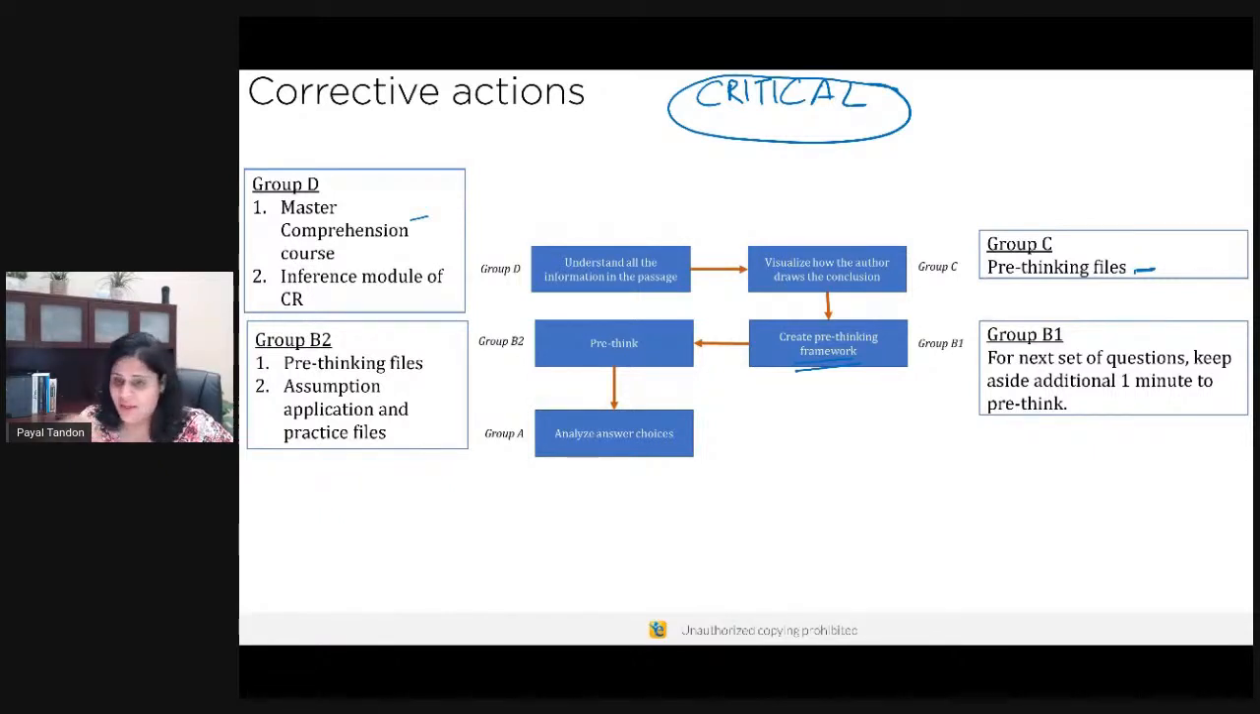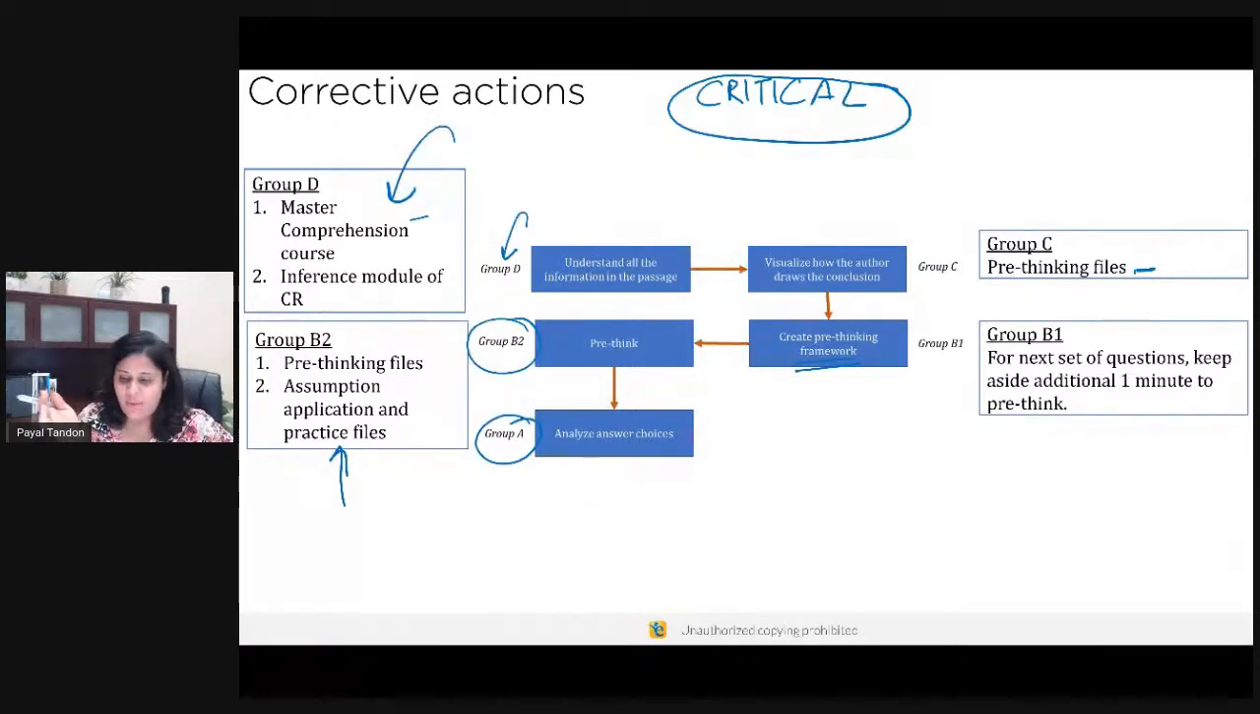There could be 10 different types of people here right now. There could be some people for whom, for the maximum number of questions, they belong in group A. For them, the corrective action is very different. Whereas there could be many of you who belong to group B2 for many questions. For them, they need to stop solving questions. They need to go back to the pre-thinking files, go back to the basics. If the majority is group D, then you need to go even further back.